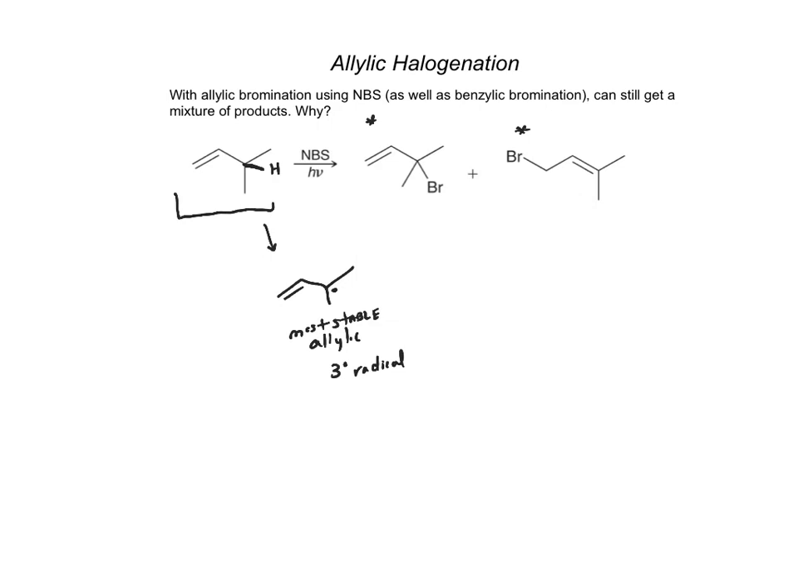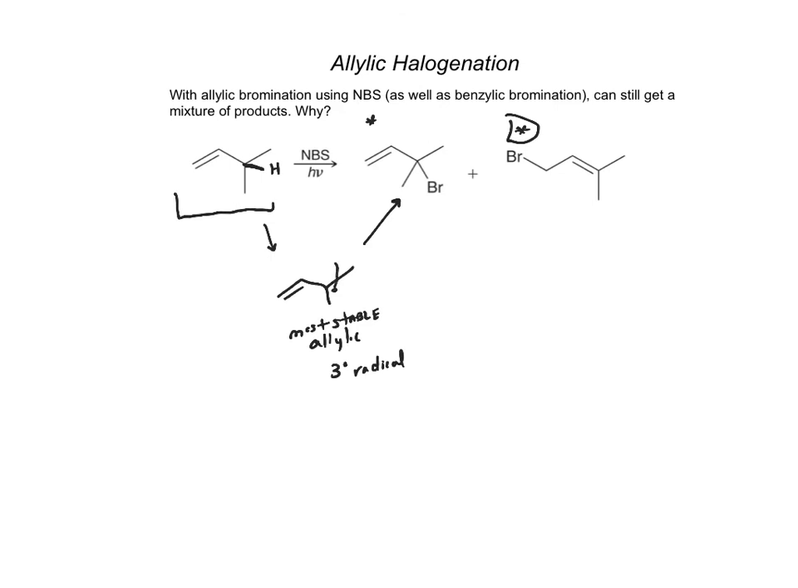So this forms, right? And this is where we're going to get the production of this as one of our products. But the question is, where does this other one come in? And the answer to that is, because this is an allylic radical, there is another resonance structure that we can draw from this. So this is resonance stabilized.